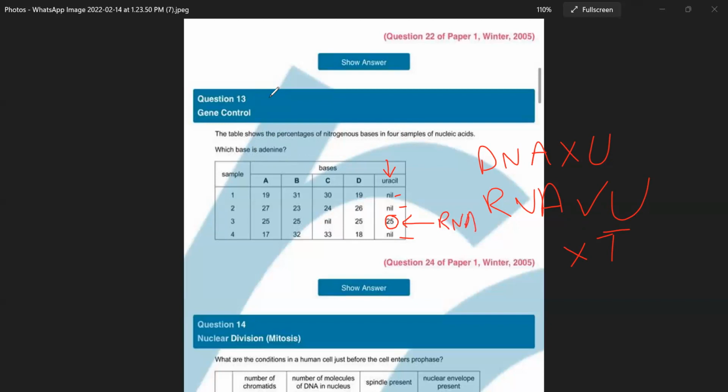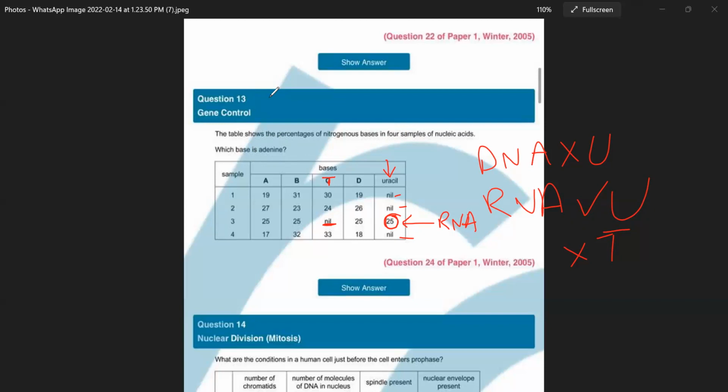Now, since this one has 25 for uracil, there's one nil written in its block, because it cannot have 5 bases. It can only have 4 bases, right? So which is the fifth base, which is 0? It's definitely the base that is being replaced by uracil, right? Which base is replaced by uracil in RNA? T. T, which means sample C is T.